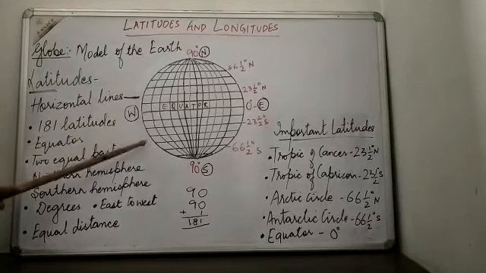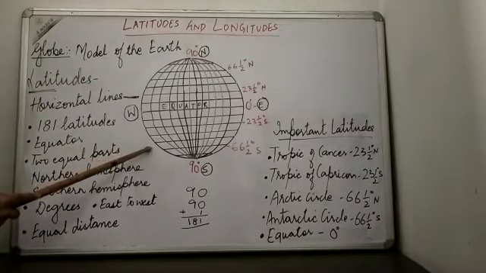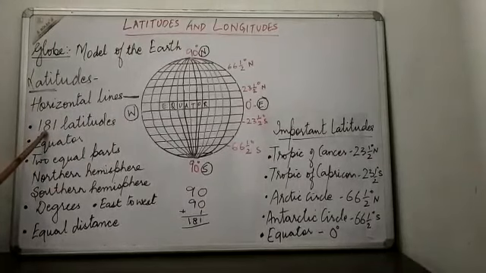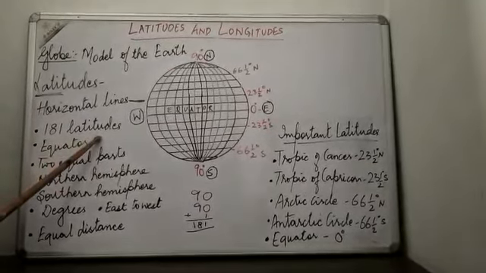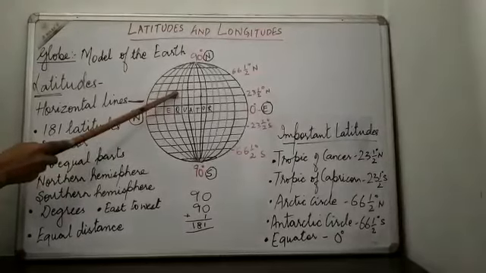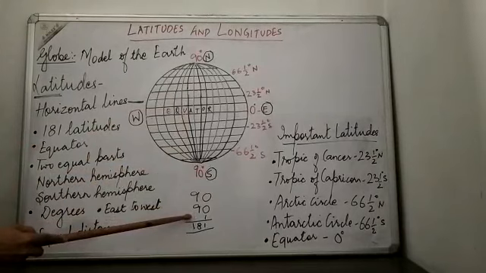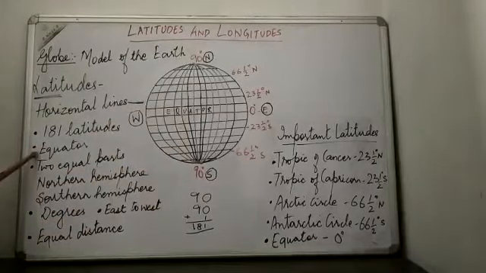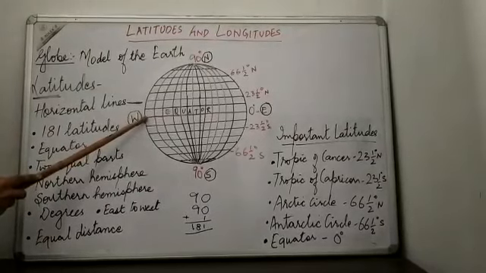Now these lines are called latitudes. The horizontal lines are called latitudes. Next, how many latitudes are there? There are 181 latitudes. How 181 latitudes? 90 latitudes above the equator, 90 latitudes below the equator, and the equator itself, it makes 181. Equator divides the earth into 2 equal parts.